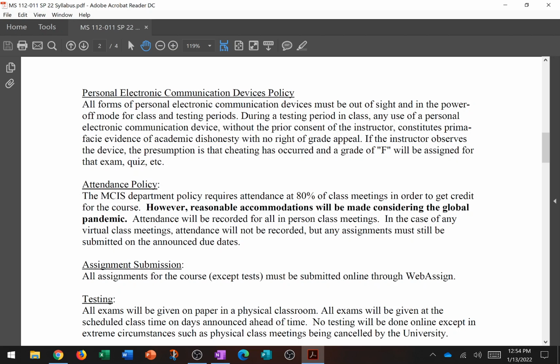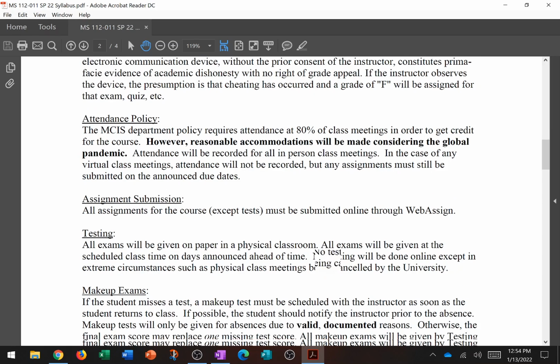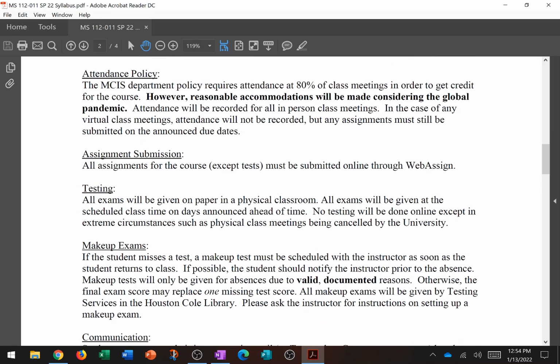Attendance. Technically, we have an attendance policy in the math and computer science department. You're supposed to be at 80% of class meetings to get credit for the class, but we're in the middle of the pandemic, so we really don't have one right now. Just common sense: you want to be here as much as you can. You're paying to take the class, or somebody is, so you want to be here. The easiest way to learn the stuff is to come to class.